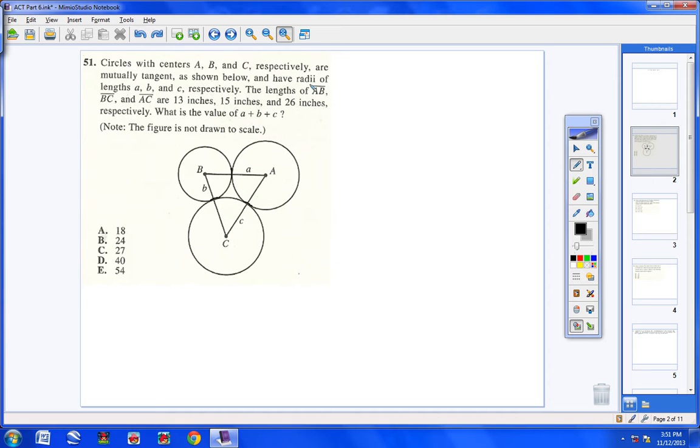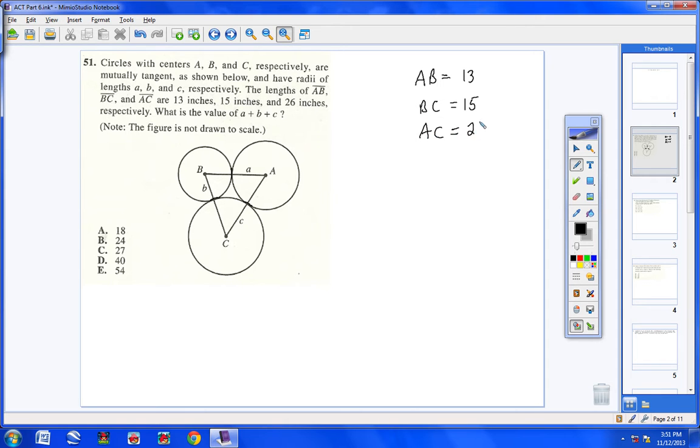That's what tangent means. And they have radii, which is plural for radius. They have radii of lengths A, B, and C respectively. The lengths of AB, BC, and AC are 13 inches, 15 inches, and 26 inches respectively. I think we should pause and write that off to the side so we can get a little order here. AB equals 13, BC equals 15, and AC equals 26.